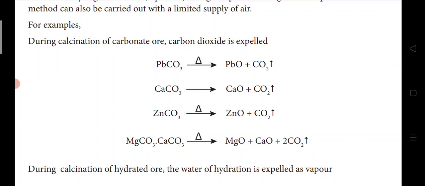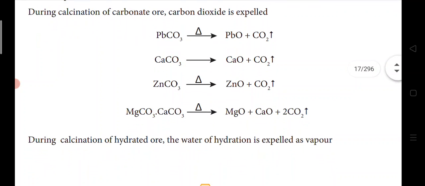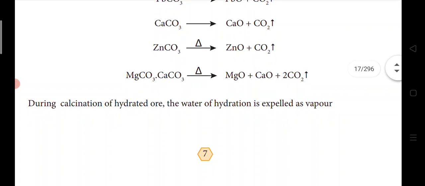Here also it will be converted into an oxide, and the remaining will be liberated as gas. Lead carbonate will be converted into lead oxide, and carbon dioxide gas will be evolved. Calcium carbonate will be converted into calcium oxide, zinc carbonate into zinc oxide, magnesium carbonate into magnesium oxide, and calcium carbonate into calcium oxide.